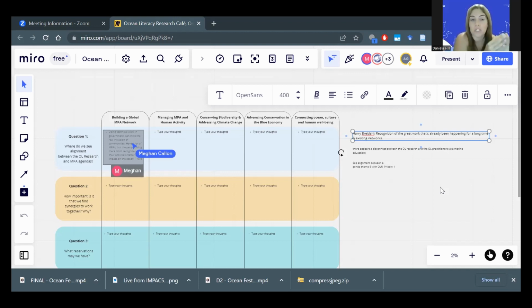So there's a lot of alignment between ocean literacy, ocean literacy research, and the MPAs' agenda. Inside that, every MPA has its action plans, and inside of them there are educational, environmental programs planned. But the thing is that they have not been enough.